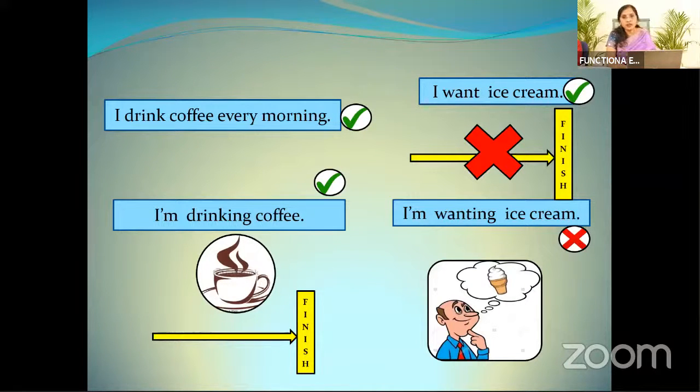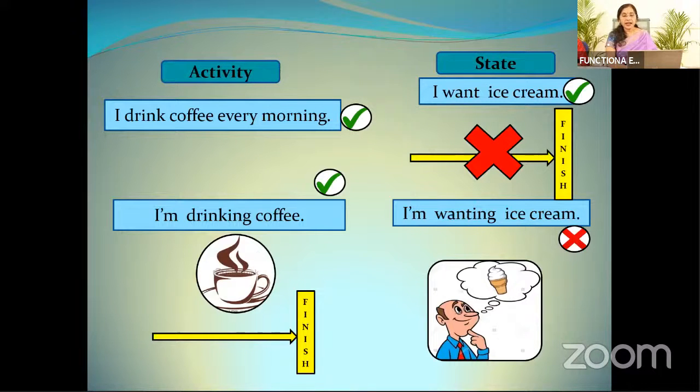I drink coffee every morning, habitual action, correct. I am drinking coffee, which means at this point of time I'm drinking coffee, the sentence is correct. I want ice cream, sentence is correct because it is a state verb and the wanting is constant. I'm wanting ice cream, incorrect because the action of want never gets completed. Now, this is something that you need to take care of when you talk about preferences like I like, I hate, I admire, and so on and so forth.